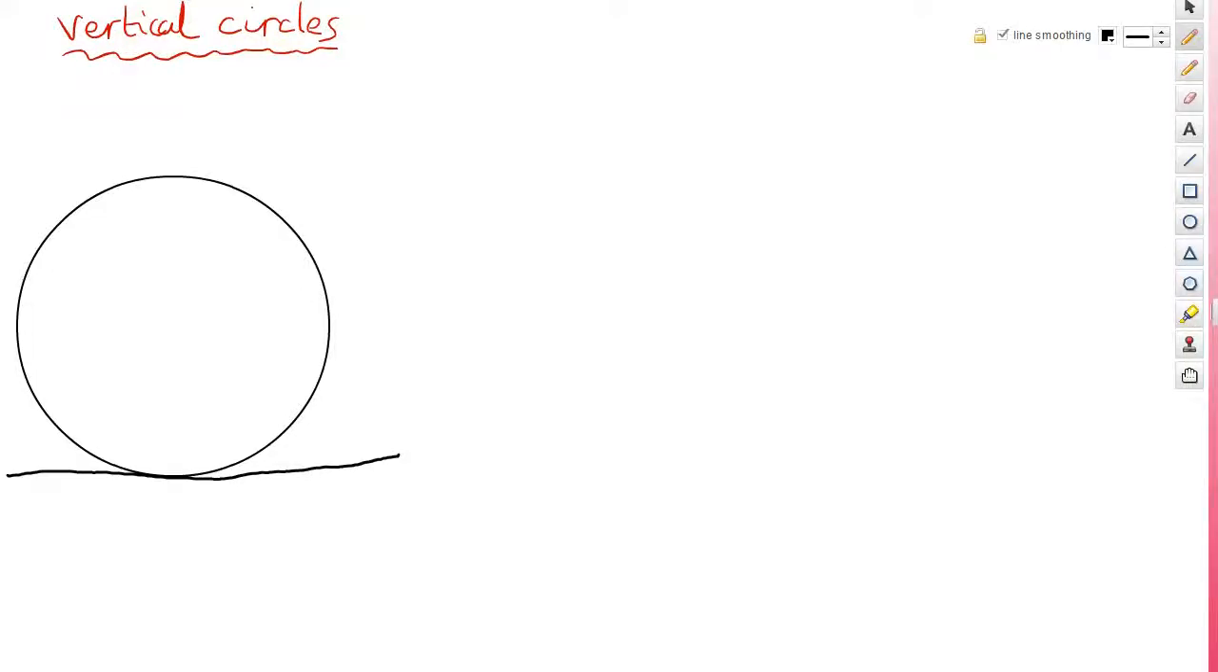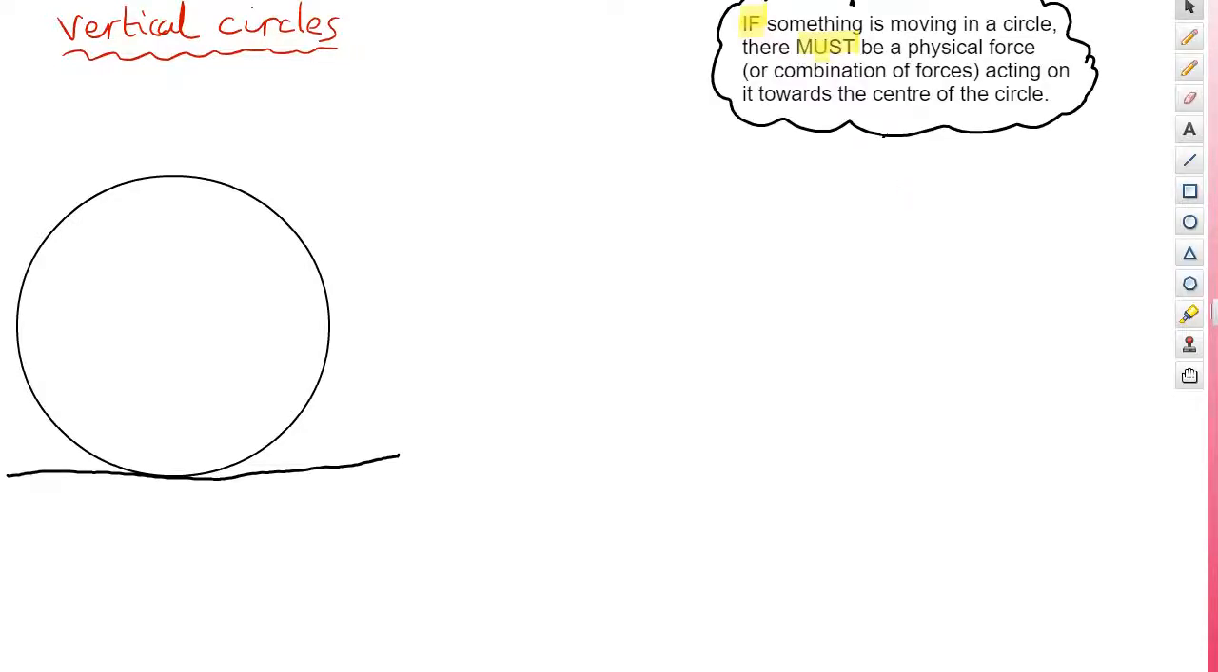Well, we can apply the same principles to vertical circles. In other words, first of all, we know that if something's moving in a circle, there must be a physical force making it go in a circle. And that physical force, or combination of forces, must act towards the centre of the circle. So just like when we looked at the horizontal circle example, the same kind of rules apply, do the same steps. Well, let's look at a typical example where you have a kind of roller coaster situation.